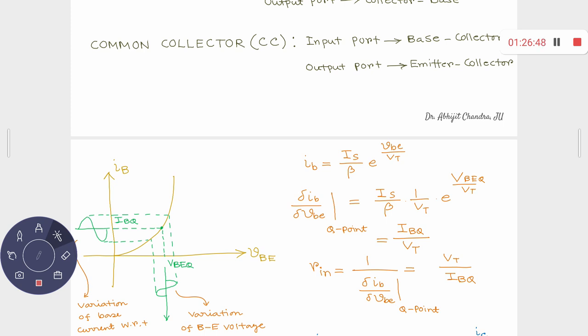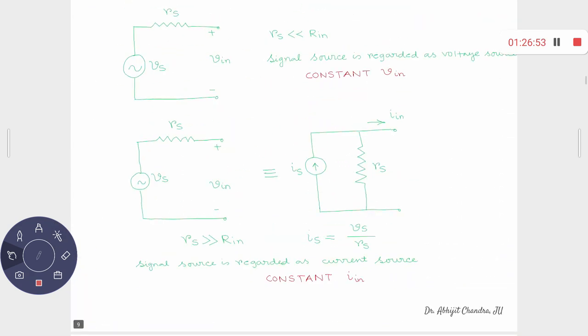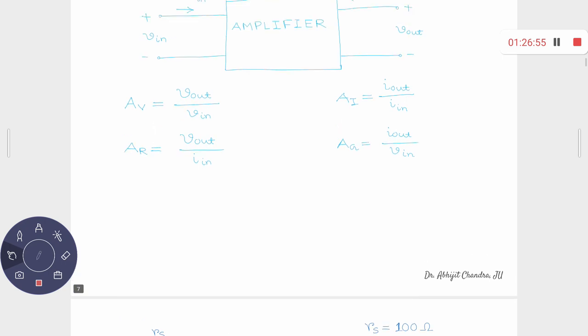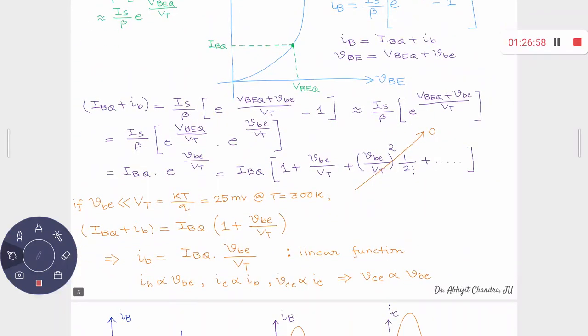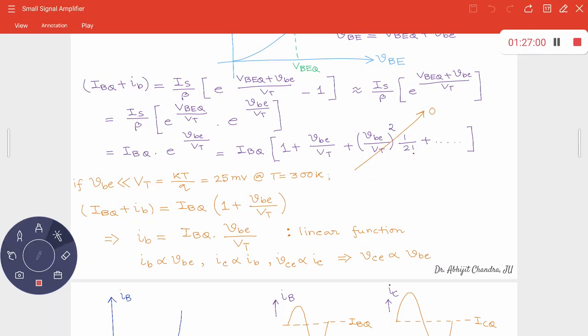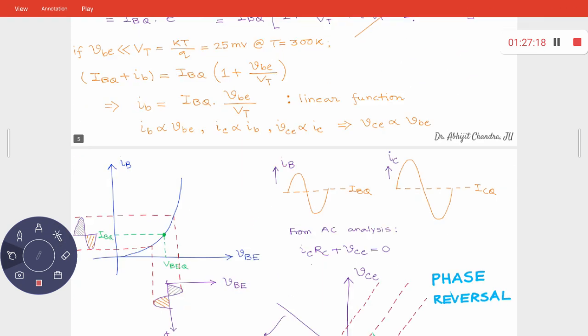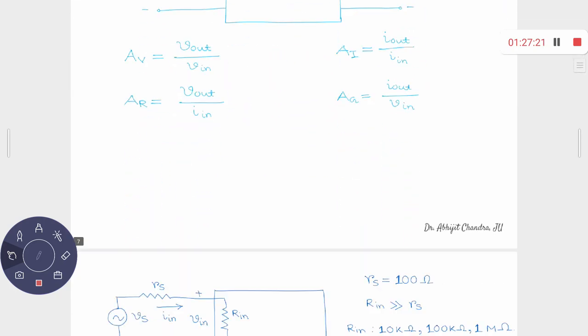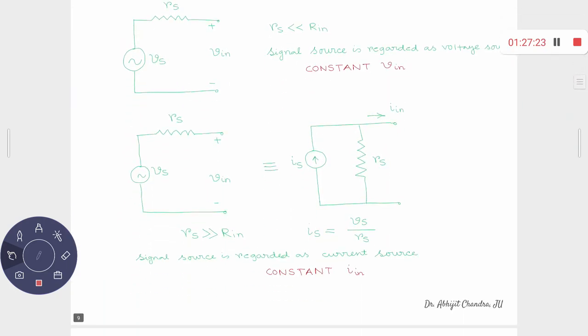We have seen this IB here. I told you to hold on to this one. Small IB is equal to capital IBQ multiplied with VB by VT. So this small IB is equal to VB multiplied with this particular thing, IBQ by VT. So at that time I told you to hold on, so I'll give some name to it: IBQ upon VT, or VT upon IBQ. So that is the input resistance, VT upon IBQ, which you typically call Rin.